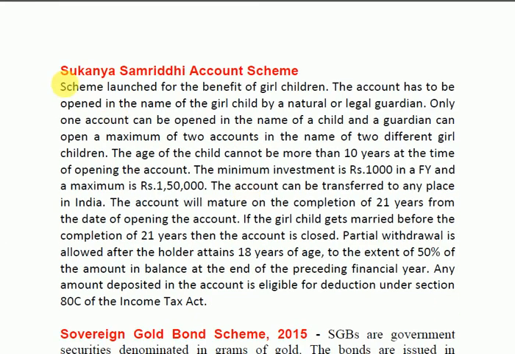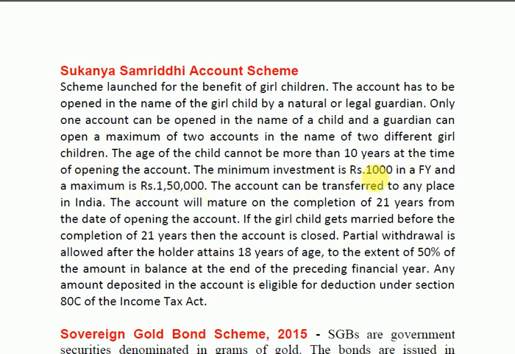Next is Sukanya Samriddhi Account Scheme. Scheme launched for the benefit of girl children. The account has to be opened in the name of the girl child by a natural or legal guardian. Only one account can be opened in the name of a child, and a guardian can open a maximum of 2 accounts in the name of 2 different girl children. The age of the child cannot be more than 10 years at the time of opening the account.